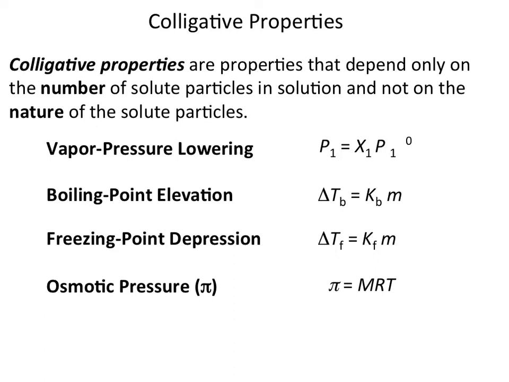So basically, the four types that will be looked at in terms of colligative properties will be vapor pressure lowering, boiling point elevation, freezing point depression, and osmotic pressure. In this video, we're going to focus on the boiling point elevation and the freezing point depression specifically. And in a follow-up video, we'll be looking at vapor pressure lowering and osmotic pressure.